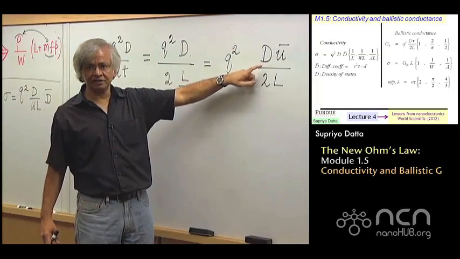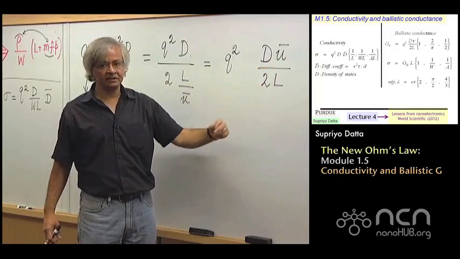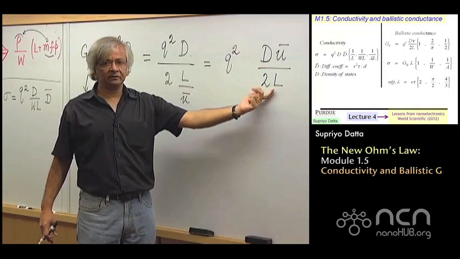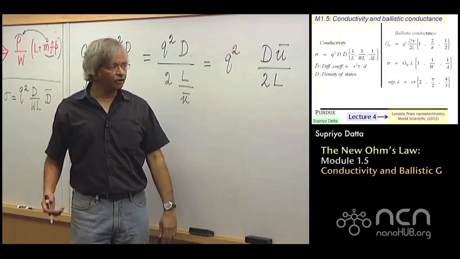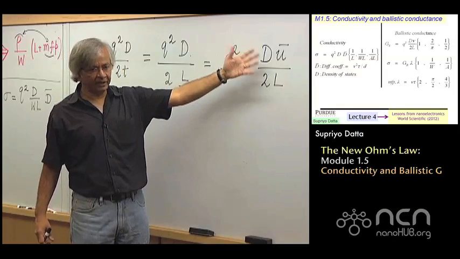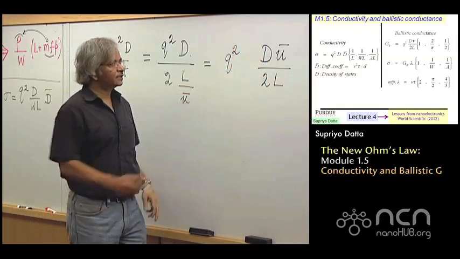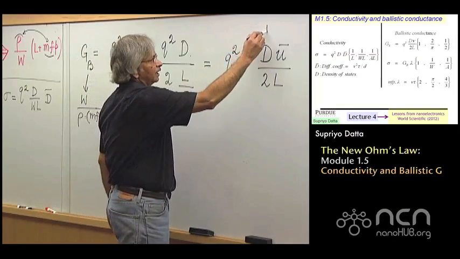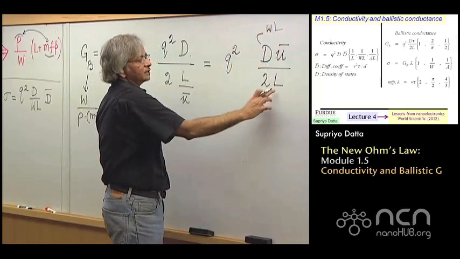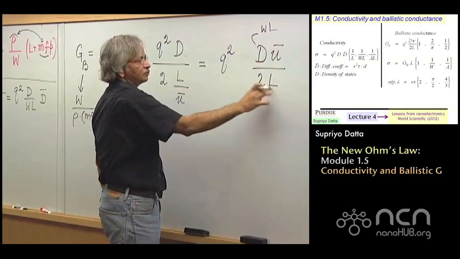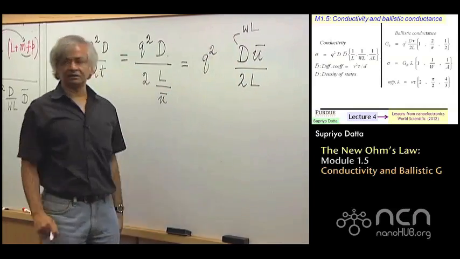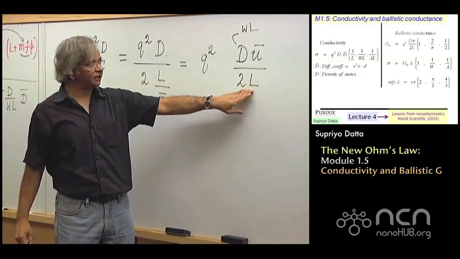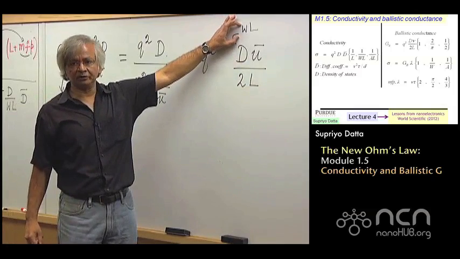It's the density of states times the average velocity divided by 2L. Density of states, as you know, is proportional to the area of the thing, so this is proportional to WL. There's an L here, so L cancels out. So overall, the ballistic conductance does not depend on the length of the conductor, just on the width.